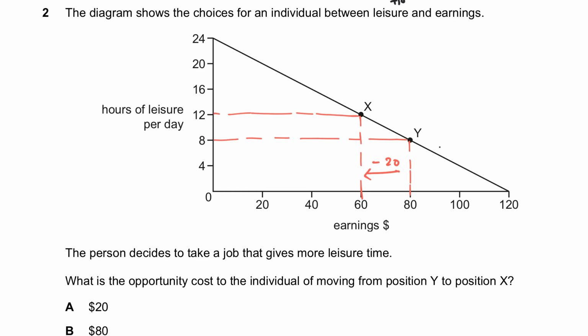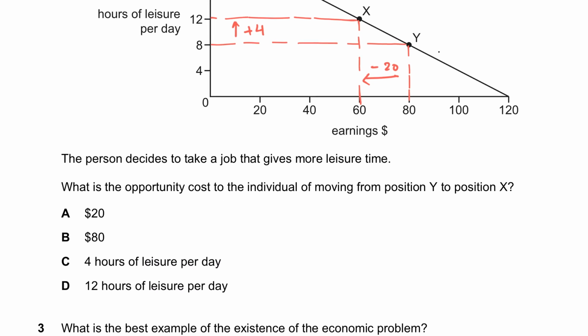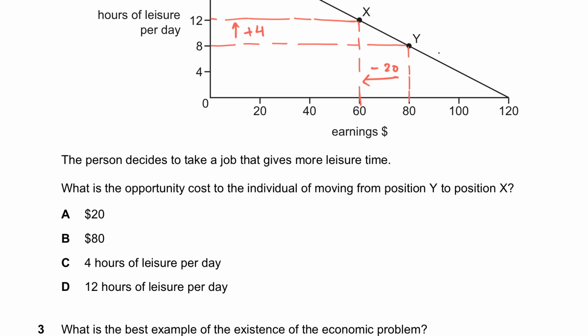But because of losing $20 of earning, you are able to get 4 more hours of leisure. So the question says, what is the opportunity cost to the individual of moving from point Y to point X? You can see that when you move from point Y to point X, this movement would result in you losing $20 for the 4 hours of leisure. So clearly the right answer would be A, which means you lose out $20 of earning to get 4 hours of leisure.